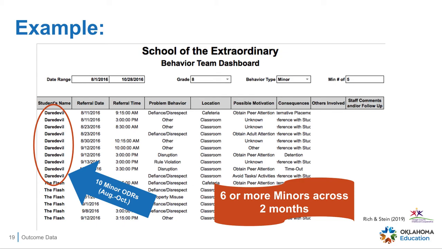Here is an example of an individual student's outcome data. Daredevil has 10 minor ODRs and meets the decision rule for needing additional supports and interventions.